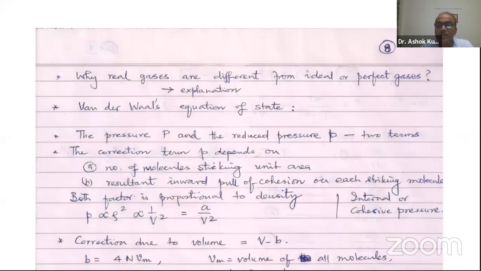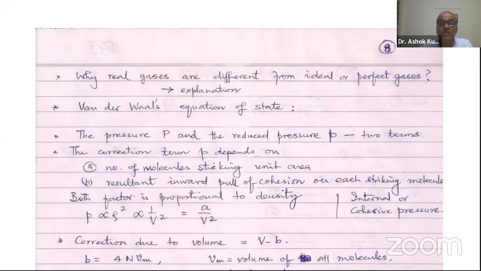They have interatomic or intermolecular attraction, they have finite size, especially when the pressure is very high, especially when the temperature is very low and extremely high. In both situations, the gas behaves as a real gas. That means they show some limitations. They don't obey Charles' and Boyle's law perfectly, and that is why they are called real gases.